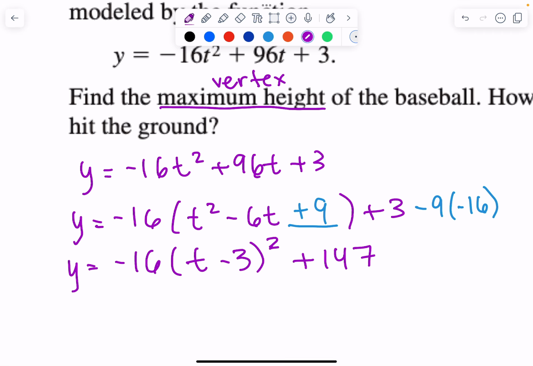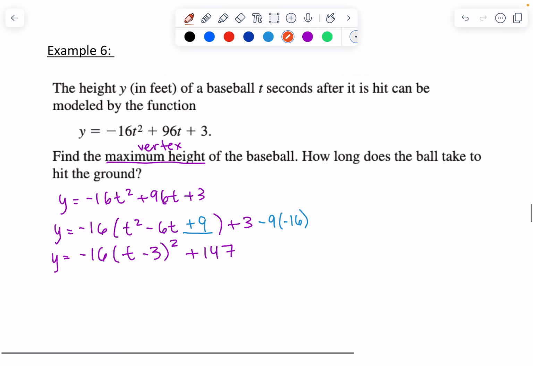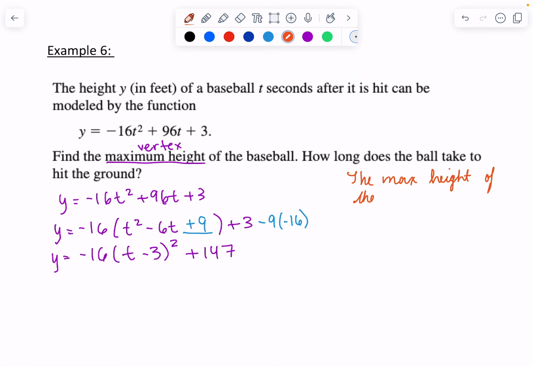So now I can find the max height, the vertex, the max height of the baseball. So the answer to this problem is that the max height of the baseball is 147 feet. All right. So first question answered.